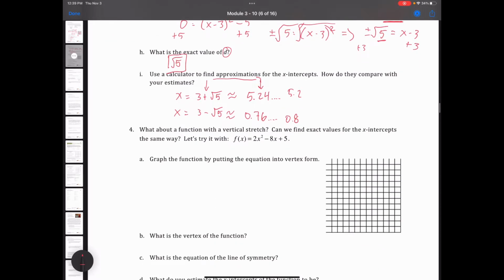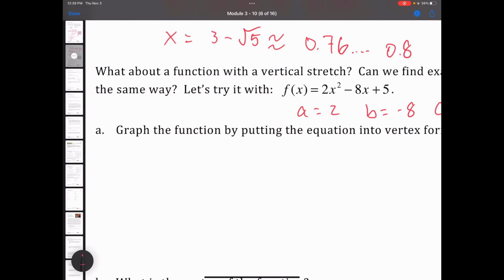So now let's talk about a function with a vertical stretch. Could we find the exact values for the x-intercepts in the same way? Well, let's try by first graphing the function by putting it into vertex form. Now, our a is equal to 2, b is equal to -8, and c is equal to 5. So now I can't just say, oh, the a goes away because 1 multiplied by anything is just itself. So this is a little different, right? So now I have to do 2.